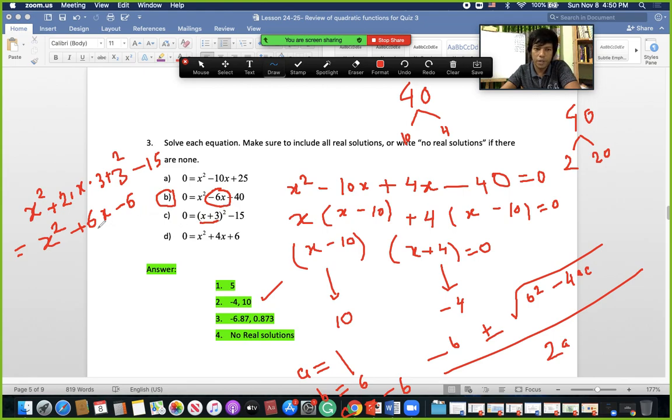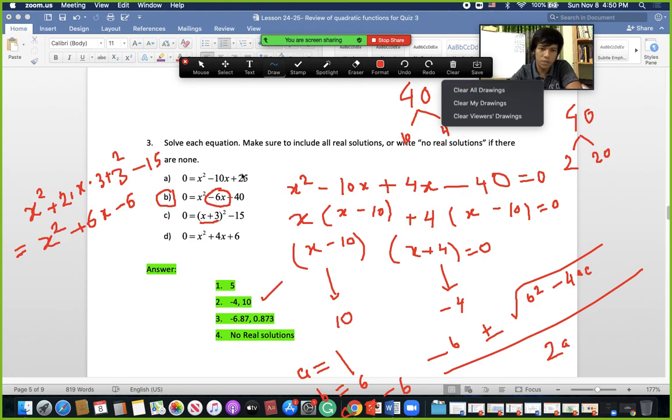So this is important: convert your given function to standard form first. Why do you have to convert it? Because this formula is calibrated with the standard form. We obtained this formula from the standard form, so we have to keep everything in the standard form. The standard form means ax square plus bx plus c. That is the standard form.